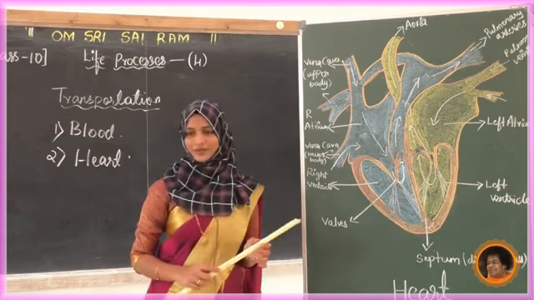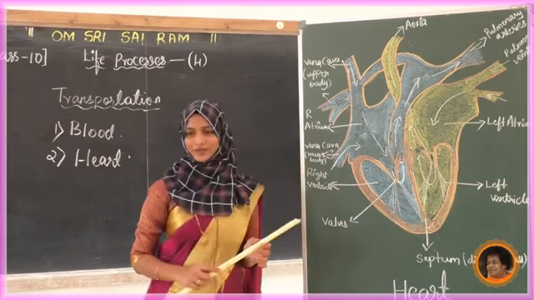What is the function of this septum? See here, there will be different chambers, right? These chambers have to be differentiated, otherwise what will happen? Every blood will mix over there, like in a cockroach. How is it in a cockroach? The blood is a different color only. We have discussed that one in our lower classes.